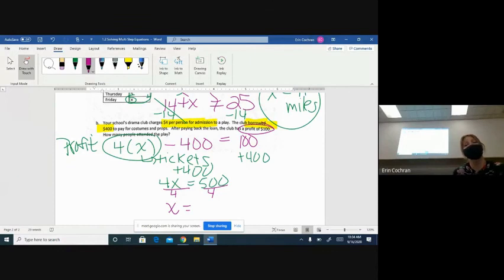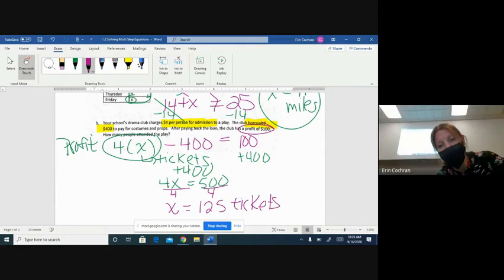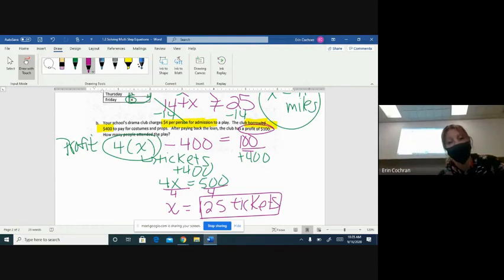So x would equal, what's 500 divided by 4? If I split $500 up by quarters, how many? 125, yeah. So how many tickets did we sell? 125. So if I sell 125 tickets, I will make $100 after I pay back my loan. If I sell more than 125, my profit of 100 is going to go up. If I sell less than 125, my profit is going to go down.